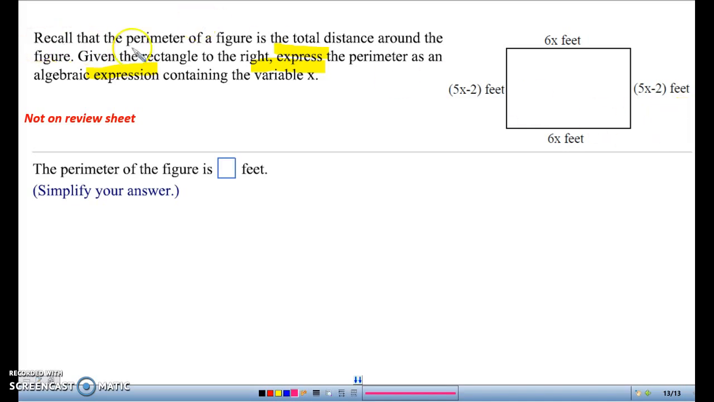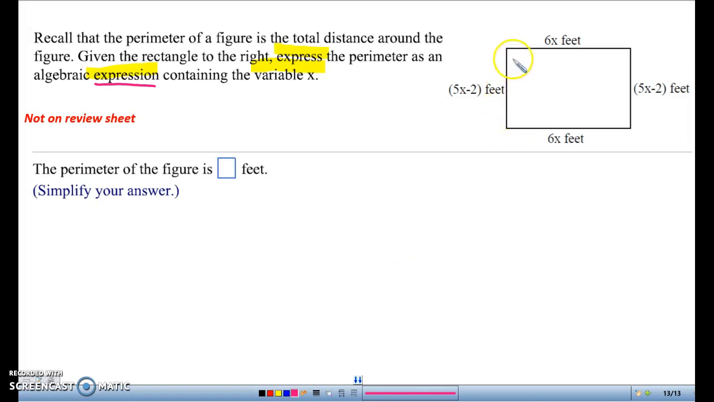It says, recall that perimeter of a figure is the total distance around the figure. Given the rectangle to the right, express the perimeter as an algebraic expression containing the variable x. Now remember, if you have an expression, you are not solving for the variable because you do not have an equation. You're just going to combine like terms.